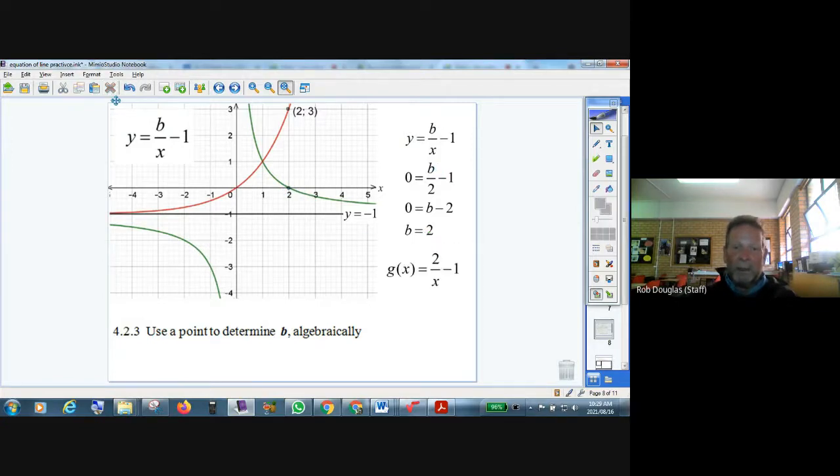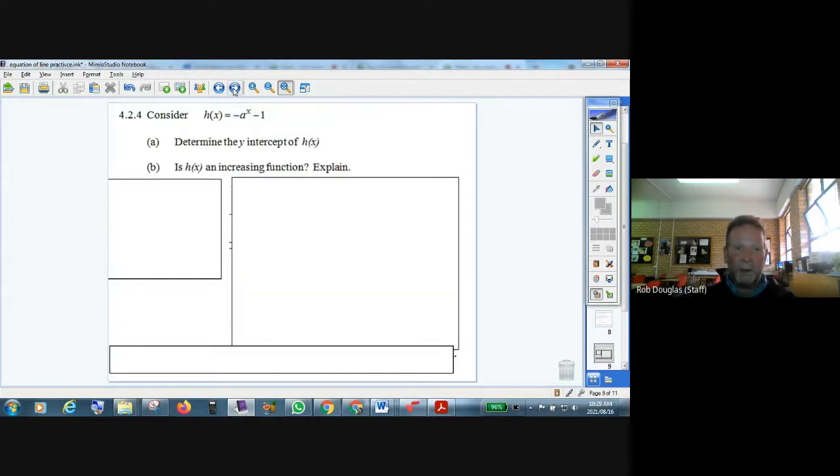Okay. Now that means that function g of x is really 2 over x minus 1. b is that number up in the top, and x is in the bottom. That makes the hyperbola. The asymptote is y equals minus 1. The other asymptote of the hyperbola is x equals 0, the y-axis. Okay, let's look at the next question.